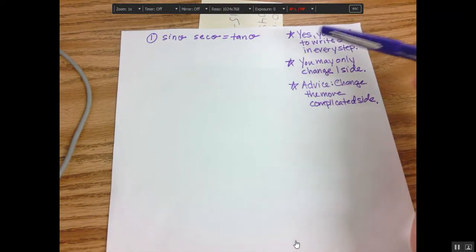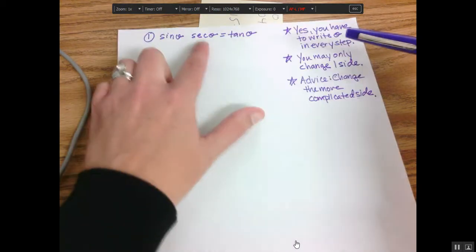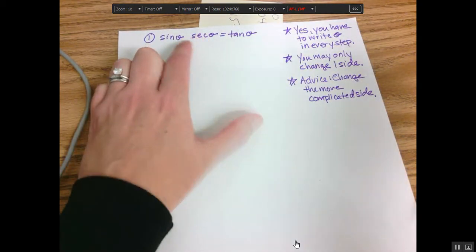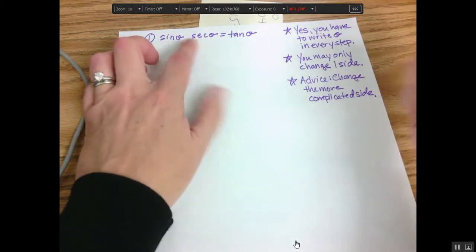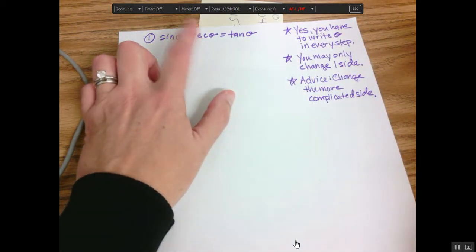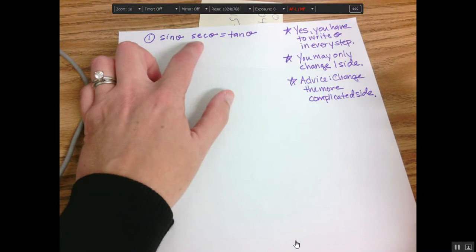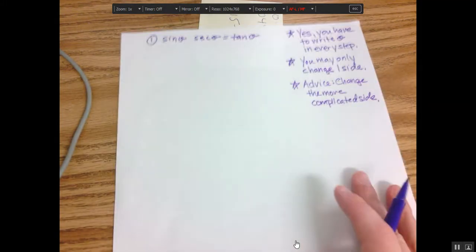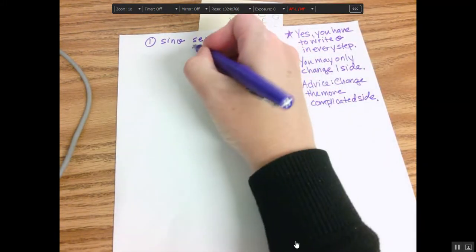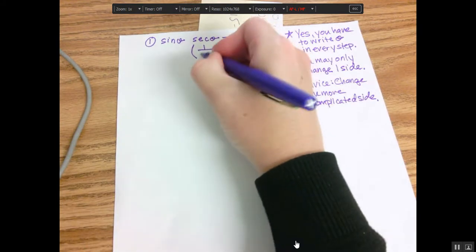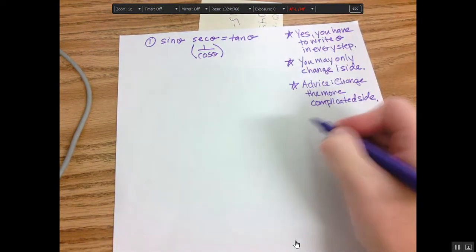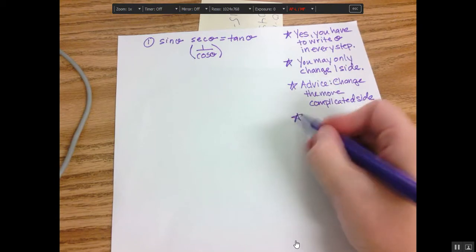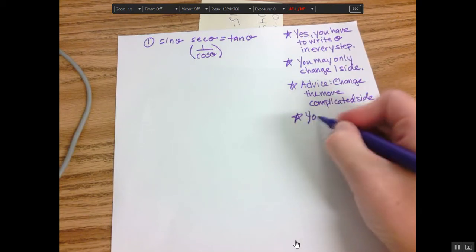Now remember, we can only change one side. I'm not going to change the left and the right, just one side. So let me head in that direction by changing the secant theta to 1 over cosine. We're going to follow Anna's advice and change secant theta to 1 over cosine theta. Another rule: you have to write everything in every step.